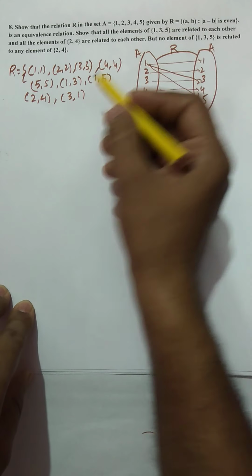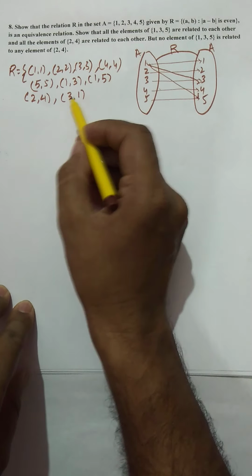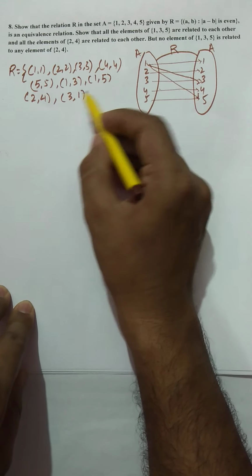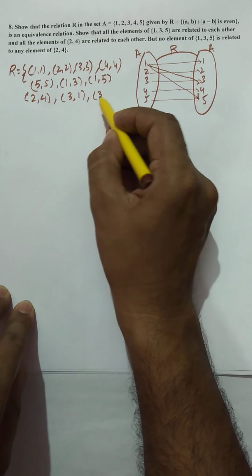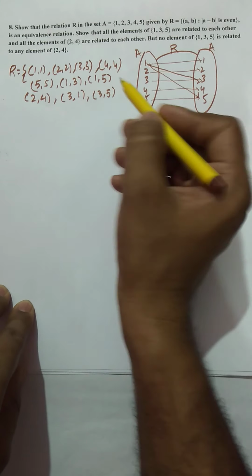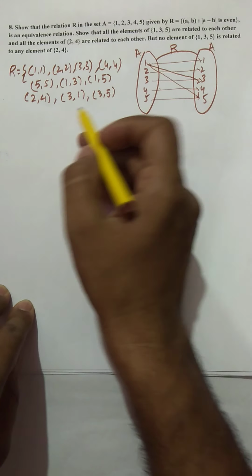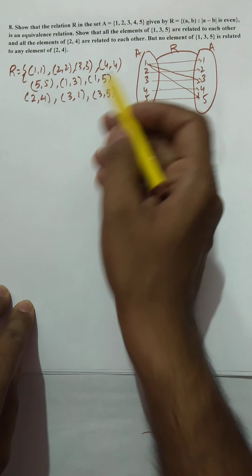3, 1 difference is, because this is modulus, the difference is even. So 3, 1 is there. 3, 3 already we have taken. 3, 5 can be taken. Now next you see 2, 1. 2, 1 cannot be taken.